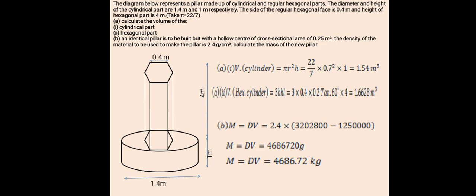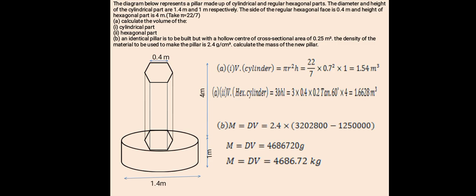Now, part B, we have been told that an identical pillar will be built, but with a hollow in it. So we shall have a hexagonal pillar like the one we have, but with a hollow in the middle. Now we know mass is equal to density times volume. So we have the density we have been given as 2.4.